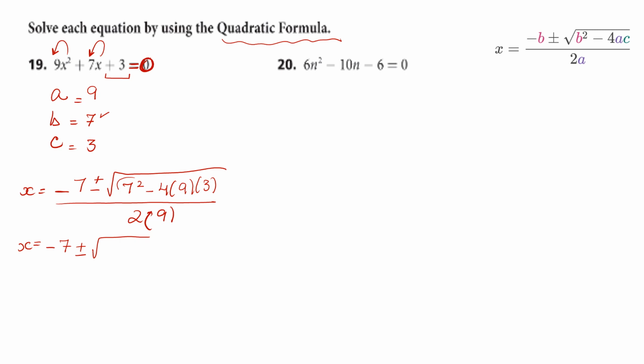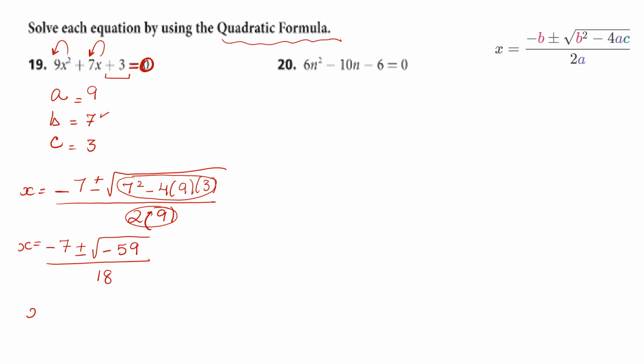Now write only the inside thing in the calculator. So in the calculator, write everything which is inside the square root, that is 7 square minus 4 times 9 times 3. And it will give us negative 59. Write it as it is, over. Now write this in the calculator: 2 times 9 gives us 18.